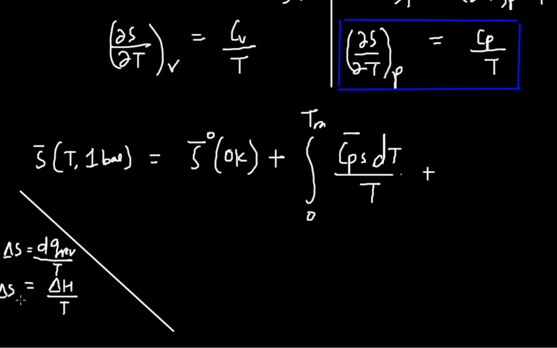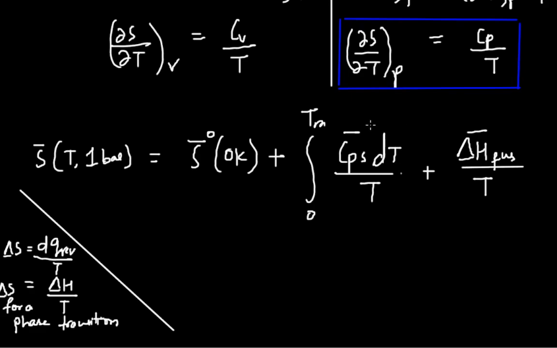or delta S is equal to delta H by T for a phase transition, any phase transition. Okay. So that is what is happening here. So this phase transition at Tm, from solid to liquid, the entropy increase is given by this one.